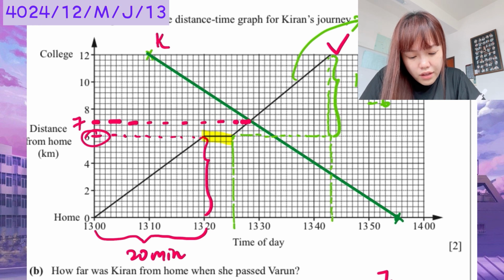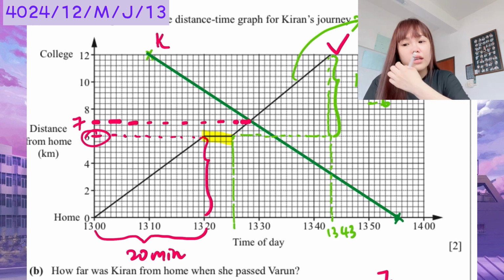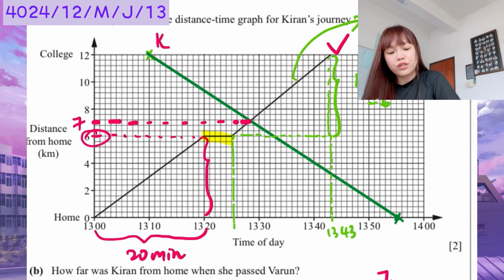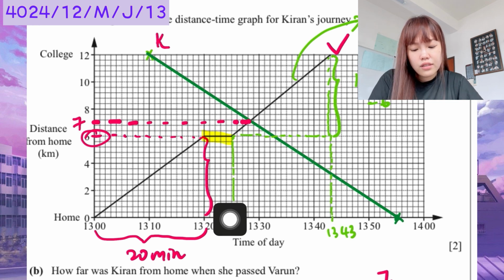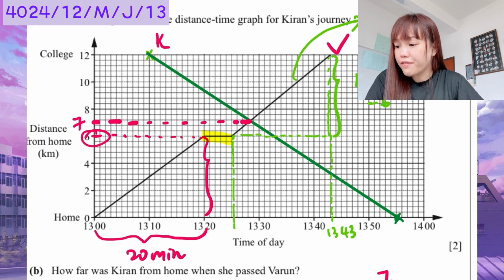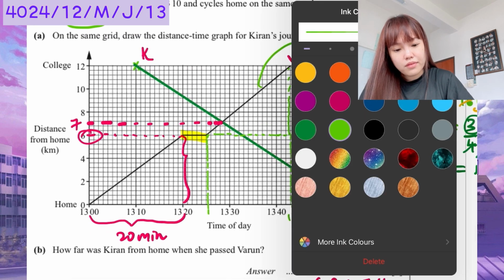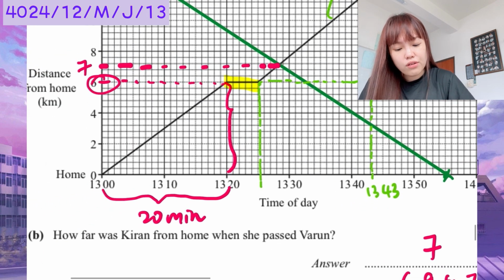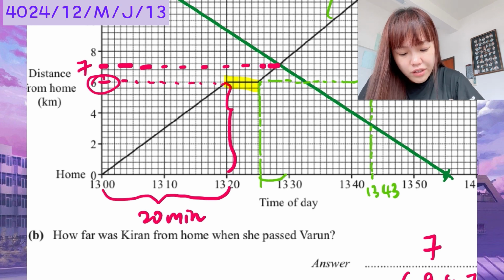13:25 until this is 13:43. So 13:43, from 13:25, you need to minus. You need to know how many minutes, or you can count like that, how many minutes. You can count like this actually.